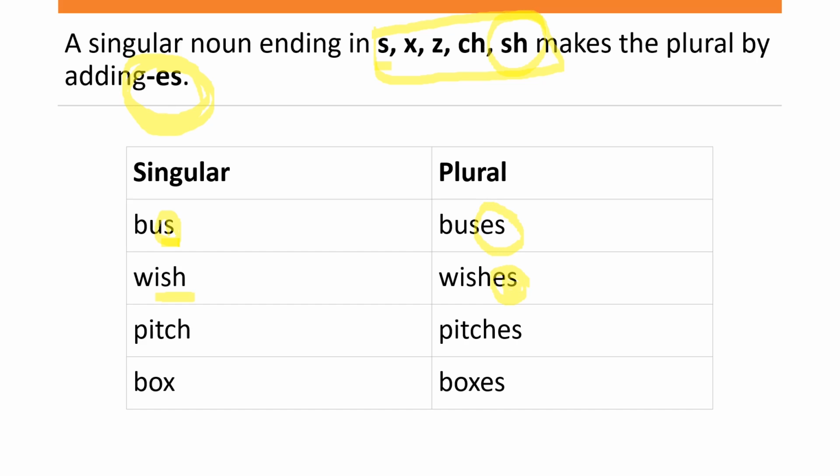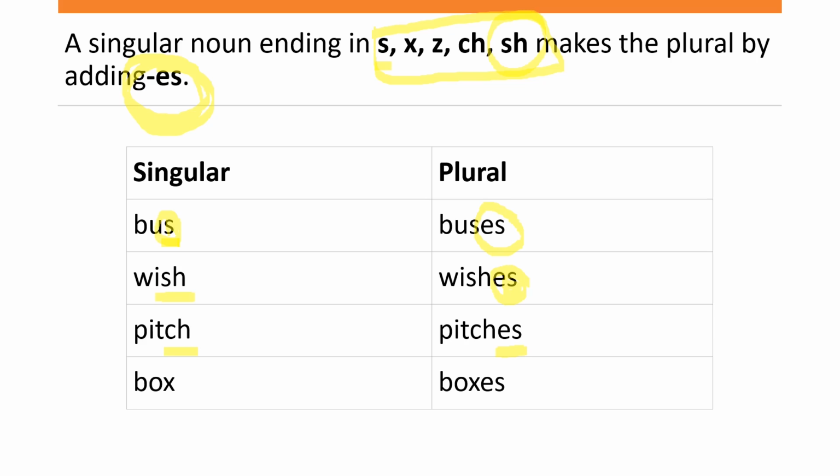Next word that we have is pitch. Now the last two letters of this word are ch. Pitch, ch. So now how are we going to create its plural form? By adding es at the end. When we add es at the end, we have its plural form, pitches.